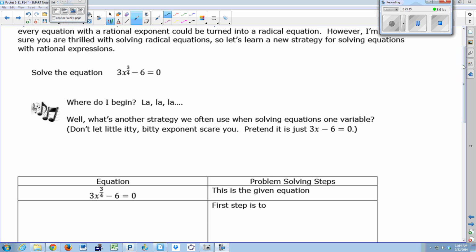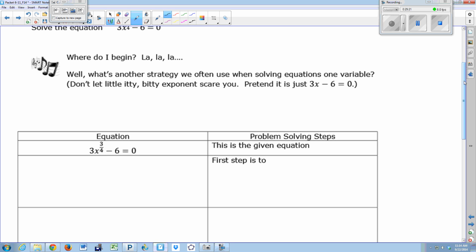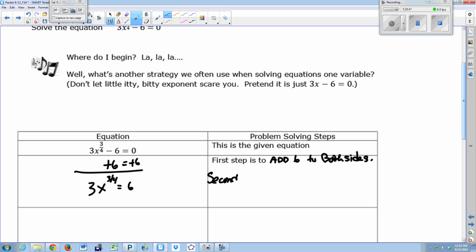Our first step here is to add 6 to both sides, because we want to isolate x to the 3/4. We want to get that all by itself. So let's do that. I'm just pretending, because I like life to be easy. Seeing that 3/4 there is messing with my mind, but I'm not going to let it upset me. Now, what would be the second step in order to isolate x to the 3/4?